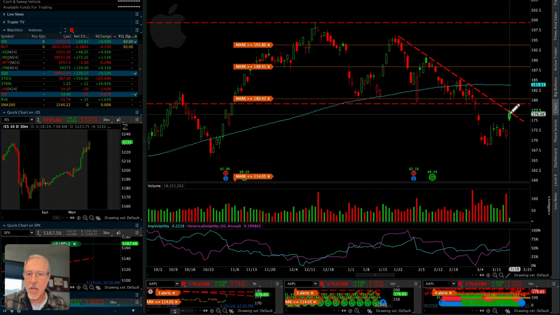Now, there is some news out this morning that Apple is possibly going to strike a deal with Google to use some of the Google AI technology in the iPhone with Siri going forward. So that's what's created this large pop.